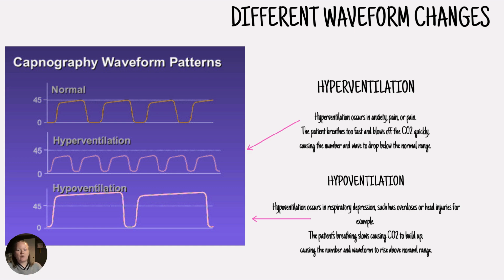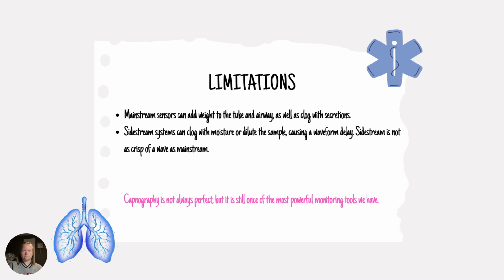A little bit more about hyperventilation and hypoventilation, like we talked about. With anxiety or panic attacks, the patient might be breathing too fast, or hyperventilating, so they're blowing off that CO2. That number is going to drop. And then in overdoses or head injuries, patients are breathing slow, hypoventilating, so that CO2 is going to build up and that number is going to rise. Capnography is good about letting us see these problems in real time.